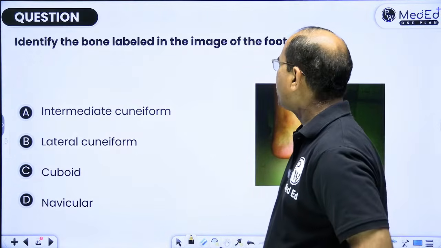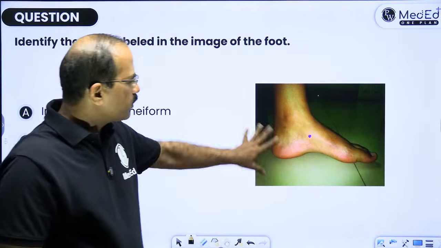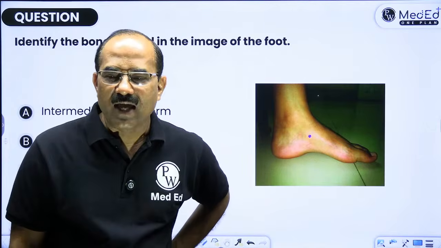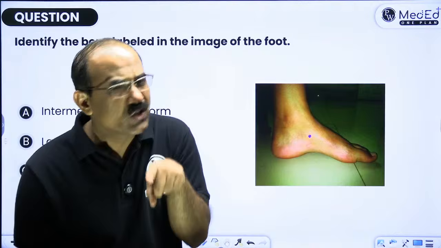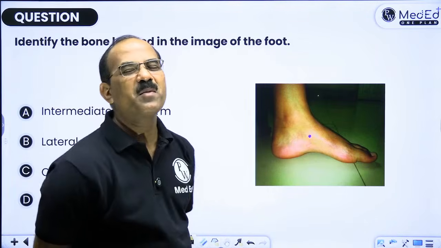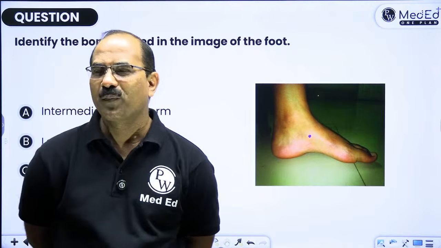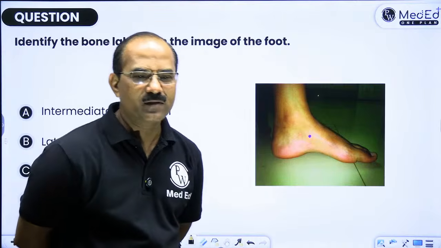Identify the bone labeled in the image of the foot. क्या लगता है? What is this bone? ये कौन सा aspect है? पहले देख लो. Which is this aspect? Is this medial side of the foot or is it the lateral side of the foot? पहले वो देखना है आपको. How do you know this? Whether it's medial aspect or lateral aspect?